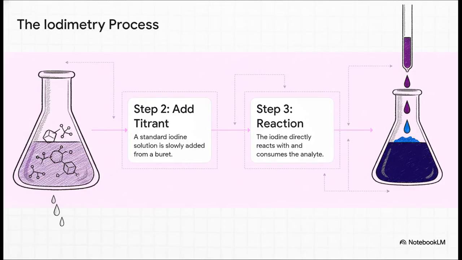Let's walk through it. First, you take your sample, which has to be what we call a reducing agent, and put it in a flask with a little bit of starch indicator. Then, from this long, skinny glass tube called a burette, you slowly start adding your standard iodine solution. The iodine instantly reacts with your sample until, bam, you see this sudden, sharp color change. That's your signal. That's the endpoint.